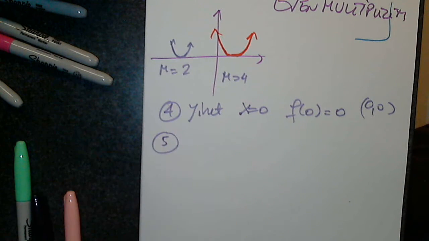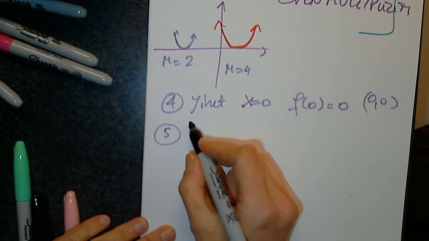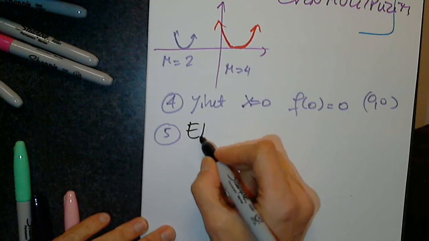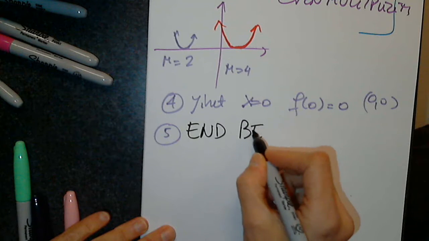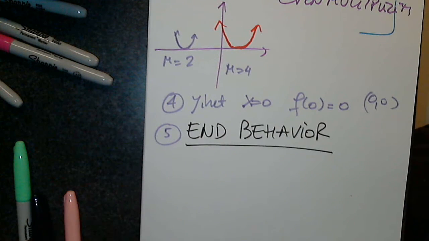Number 5. Something we have not discussed before because there was no need. But now there is a huge need. End behavior. We did apply it. I didn't tell you what it was. But we applied it many times so far.